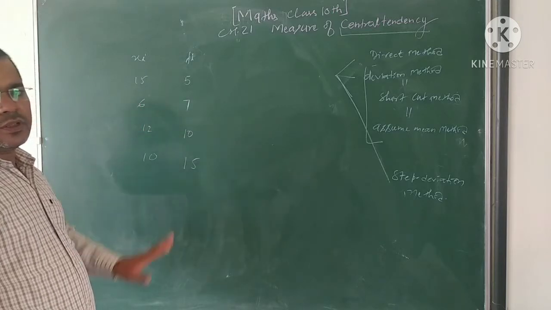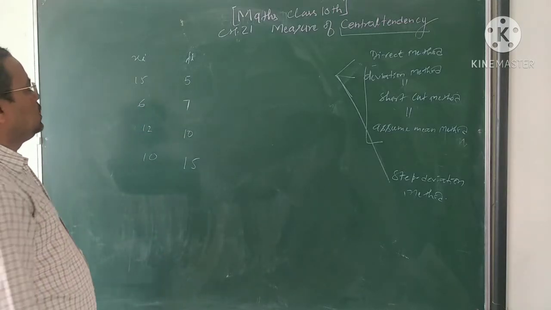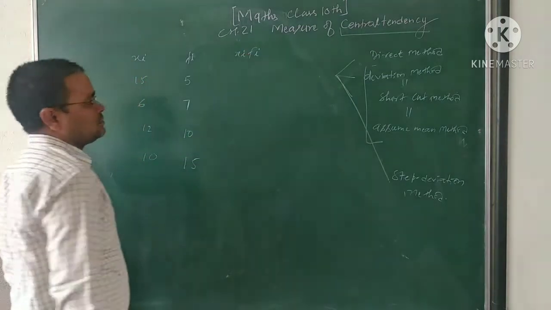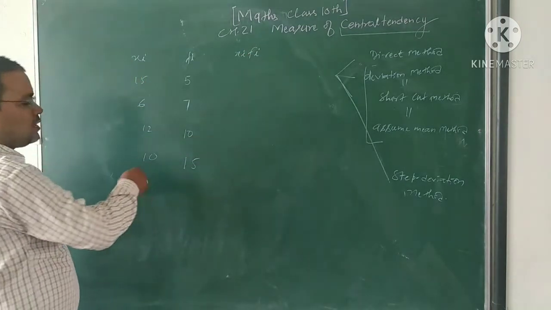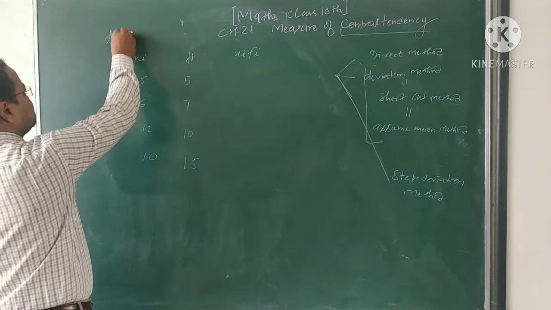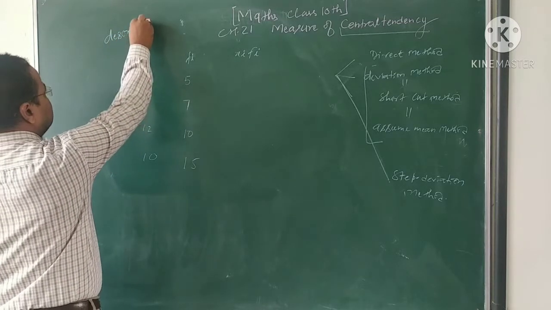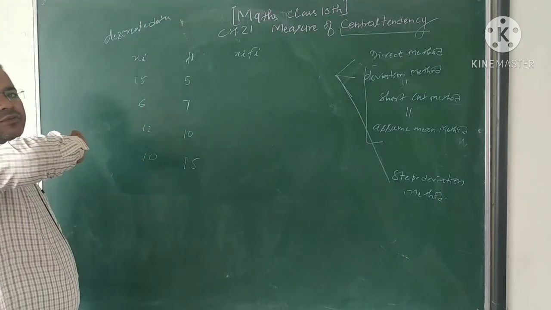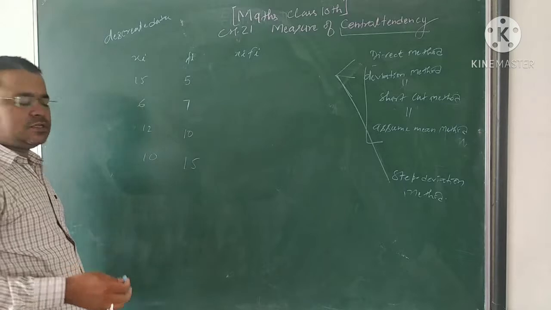This type of question is given. In this case, we have to find xi and fi. This type of data is called discrete data. Discrete group data we can also find. This is the group data in the form of discrete.